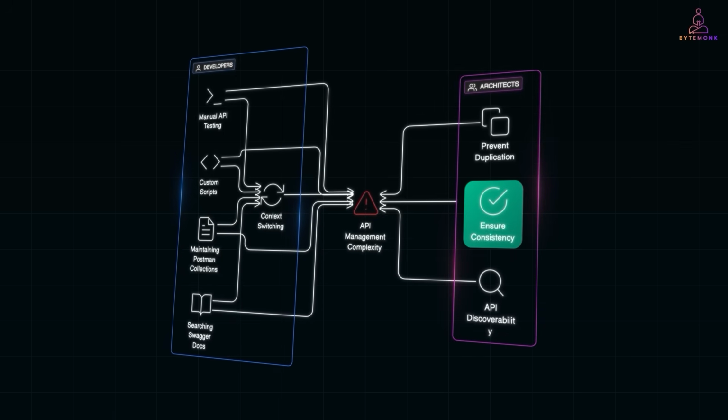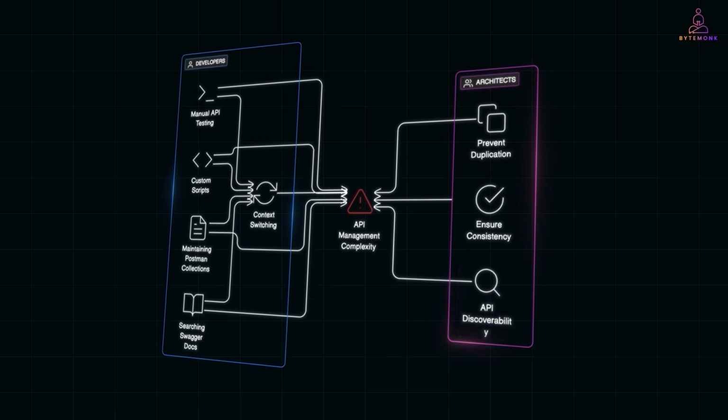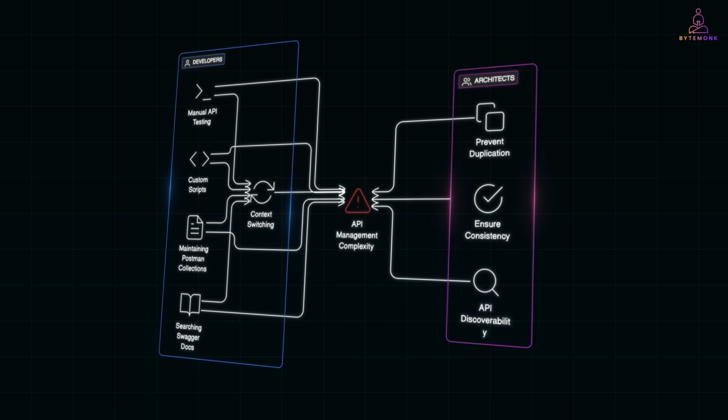For architects, the challenge is even bigger. How do you ensure consistency across services? How do you keep APIs discoverable so new engineers don't rebuild what already exists?